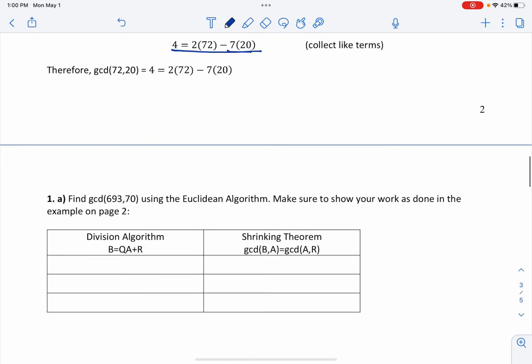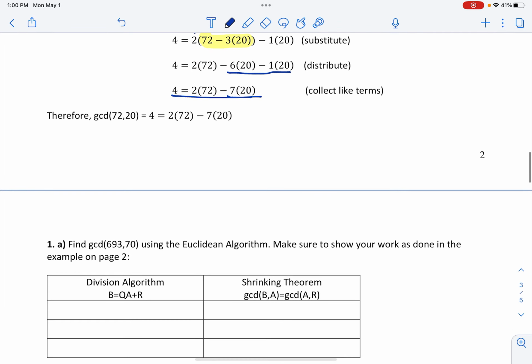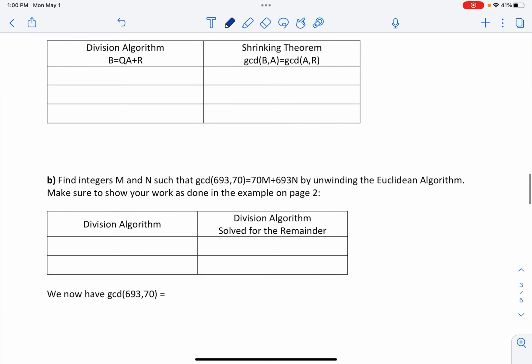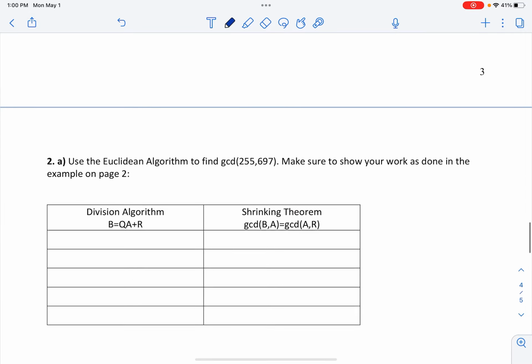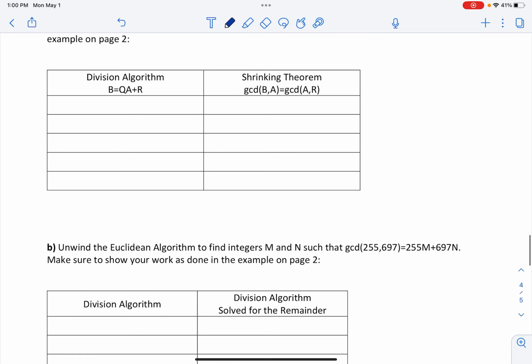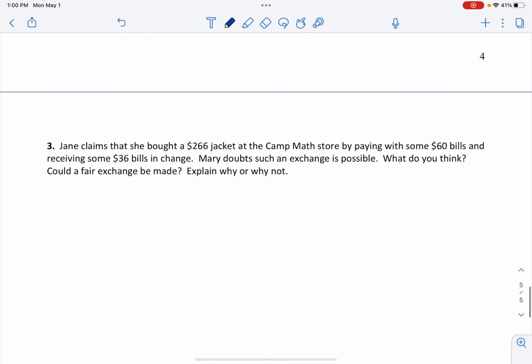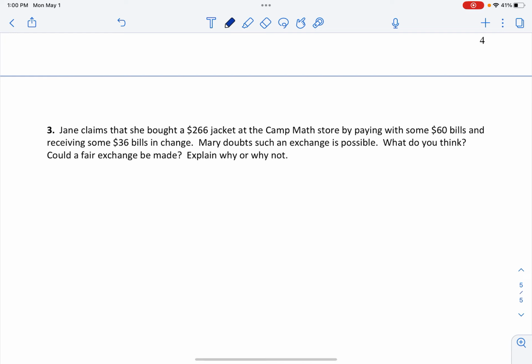Okay? So all of that, there's nothing to do in the pages 1 and 2. It's setting you up for what's to come. And then you have some examples to try. So just like I did that example, you have a new one. Find the GCD, right? And then you're going to unwind the GCD to come up with the exchange equation. Right? And then here's another one to try. Same thing. Division algorithm and shrinking theorem. Unwind it to get the exchange equation. And then finally relate it back to Camp Math. So see if you can use what you've learned with those techniques to relate it back to Camp Math.